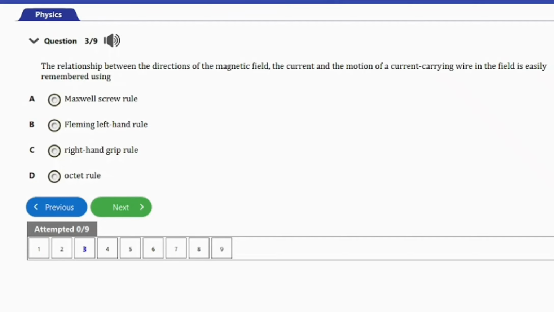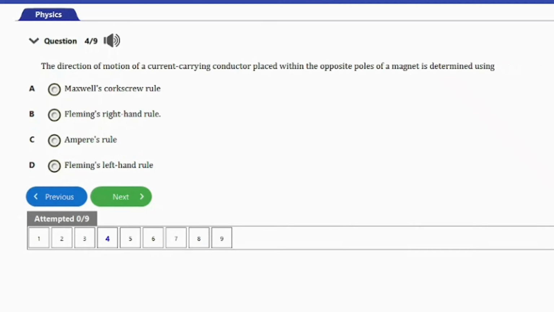So that's it for that question. Option B is the answer to the question here, Fleming left-hand rule. So let's go ahead and consider the next question, guys. So here is question number 4, and it says, the direction of motion of a current carrying conductor placed within the opposite poles of a magnet is determined using A. Maxwell's corkscrew rule, B. Fleming's right-hand rule, C. Ampere rule, and D. Fleming's left-hand rule. So guys, the answer to this question here is option D, Fleming's left-hand rule.